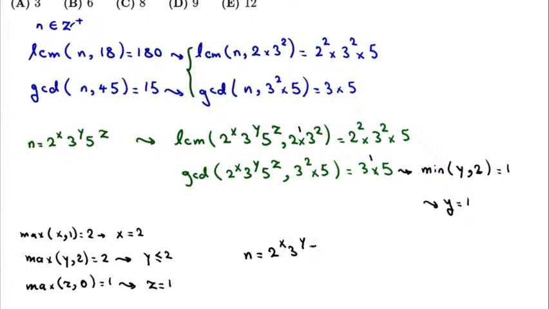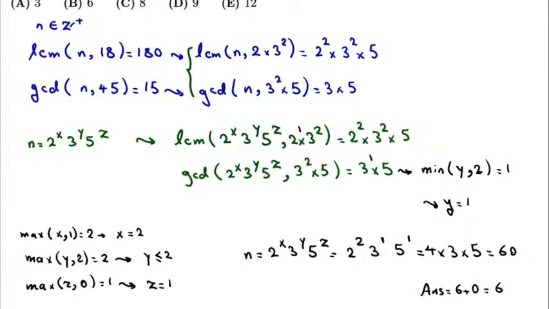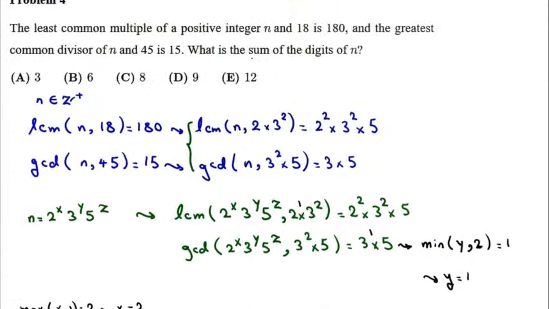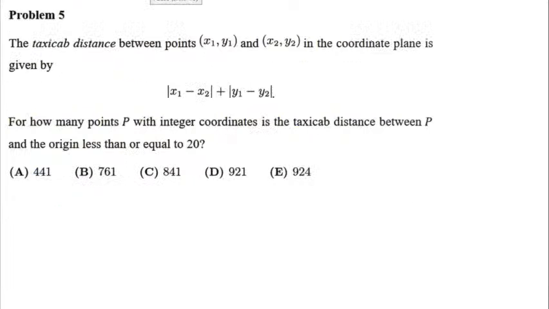2^x 3^y 5^z. Let's replace. 2^x is 2 squared, 3^y is 3, 5^z is 5. So it will be 4 times 3 times 5. 5 times 3 is 15. 4 times 15 will be 60. So n is 60. But what does the problem want? The problem says, what is the sum of the digits? So the sum of the digits will be 6 plus 0 equal to 6. Look, the problem says, what is the sum of the digits? So the answer is B.